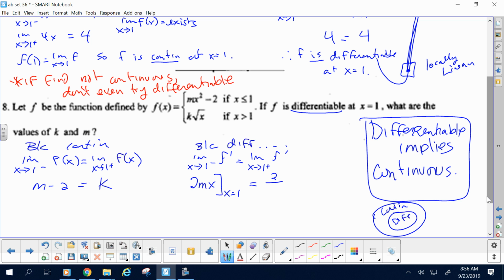2 over, what's the derivative of x to the half? Oops, that's a k, not a 2, sorry. k over 2 root x, evaluated at x equal 1. Now if I throw that in at x equal 1, I get 2m equals k over 2. So k is equal to 4m. Great. I have 2 equations, 2 unknowns. What should I do?